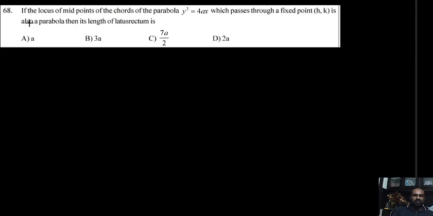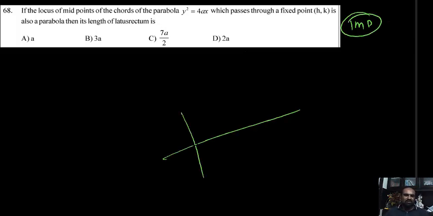Okay, next problem, students. If the locus of the midpoint of the chords of the parabola y² = 4x which pass through a fixed point (h, k) is also a parabola, then what is its length of latus rectum? Interesting problem, interesting model, no? First of all, I will explain the meaning of the question. This is the parabola y² = 4x. Here one fixed point is taken, (h, k). Through this fixed point we can draw infinitely many chords.